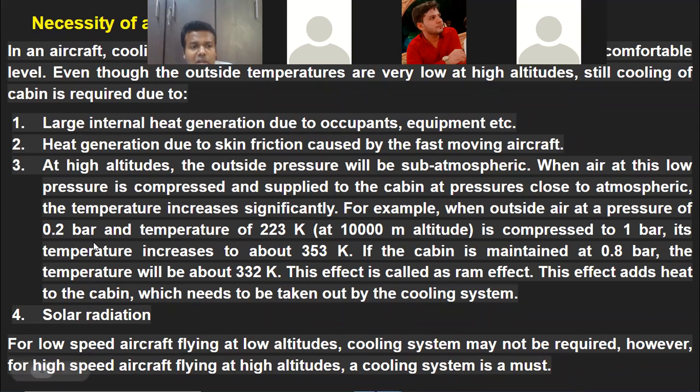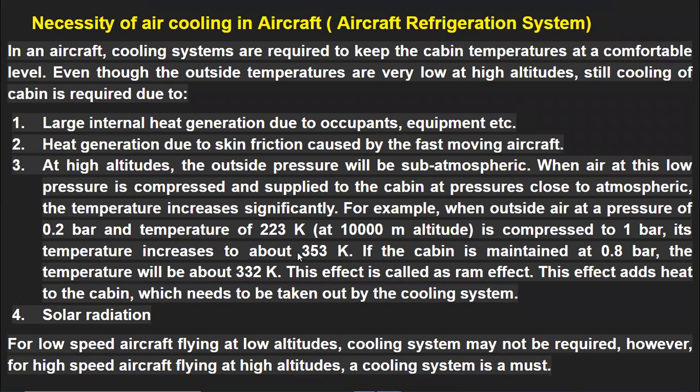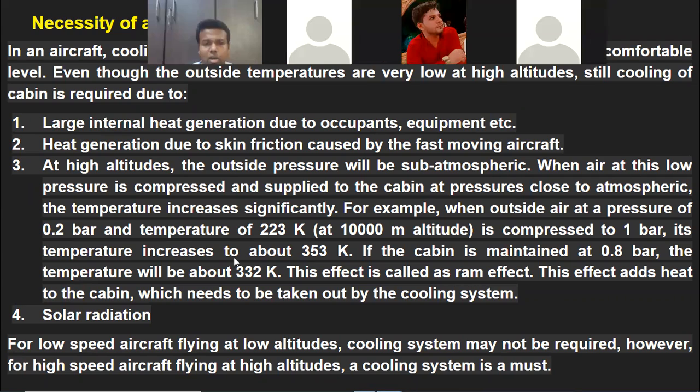What is the initial pressure? It's 0.2 bar. And what is the temperature? 223 Kelvin. At what height? At 10,000 meters. So these are the conditions, and when we compress it to 1 bar, what happens? The temperature increases to 353 Kelvin. You see, a simple example we have given. So in that case, the temperature increases to 353 Kelvin.